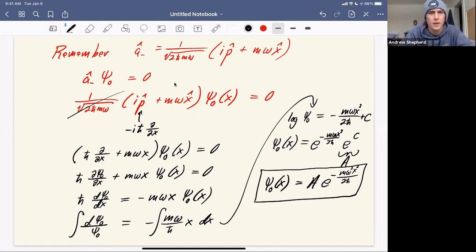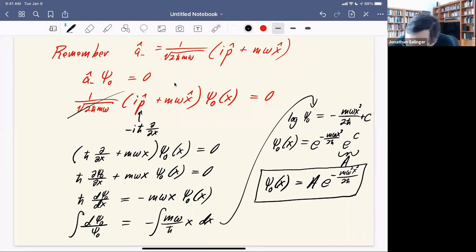Dr. Salinger, please, did you mean to put a square on omega? No. Thank you. Aha, very good, thank you, Andrew. m omega x squared. Okay, much better. Good, good.